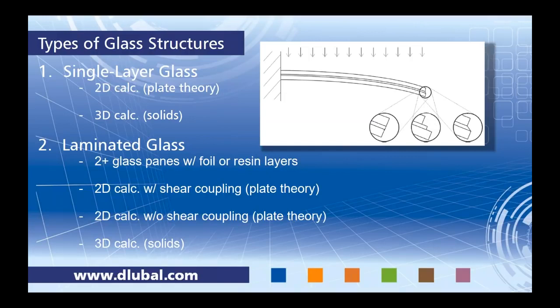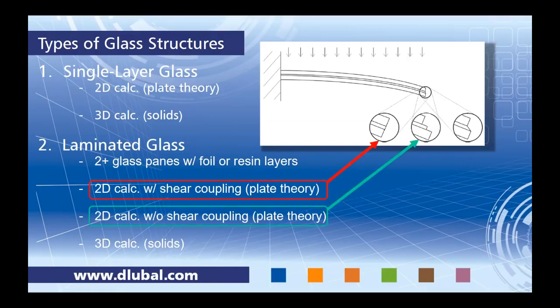The second type of glass is laminated. Now, with laminated, we have two or more glass panes with a foil or resin layer in between. For this option, we also have 2D and 3D calculations available. So the first 2D calculation considers shear coupling according to plate theory. With the shear coupling and the 2D option, we will consider this a rigid shear coupling. And you can see that indicated by this picture here, showing the cross-section of the layers and the rigid coupling at the ends.